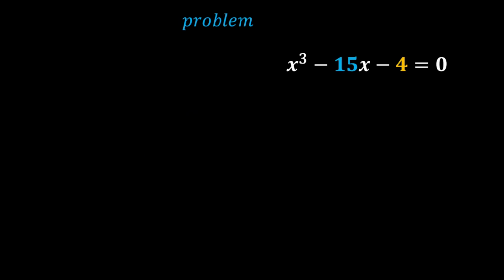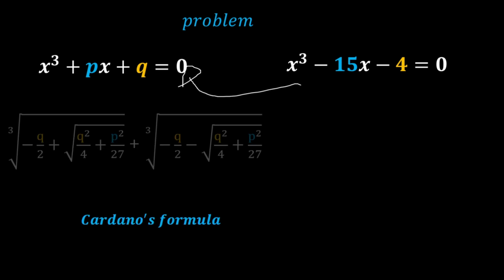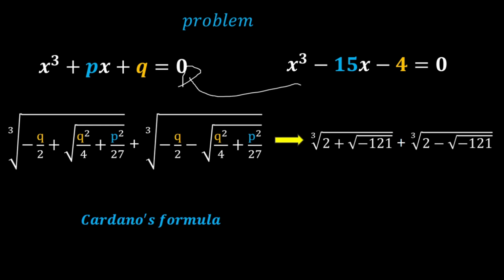Moving on, you have x cubed minus 15x minus 4. You are going to use Cardano's principle by first of all writing this in the form x cubed plus px plus q, p representing negative 15, q representing negative 4. I'm going to substitute in Cardano's formula. This is the formula, and you substitute here. You're going to be having the square root of a negative number.